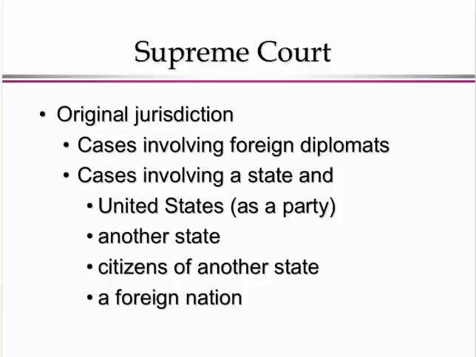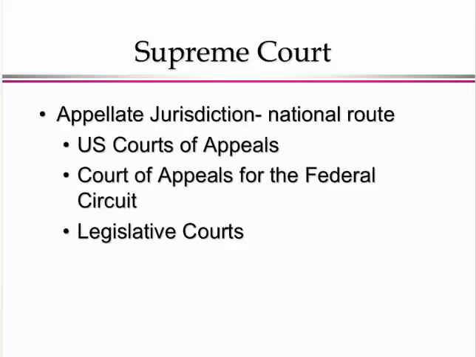The Supreme Court has both original and appellate jurisdiction. Its original jurisdiction involves, as lined out in Article 3 of the Constitution, cases involving foreign diplomats, cases involving a state and the United States as a party, another state, citizens of another state, or foreign nations. Now, having said that, the Supreme Court has not accepted a case on original jurisdiction except cases involving states suing states for almost 100 years.